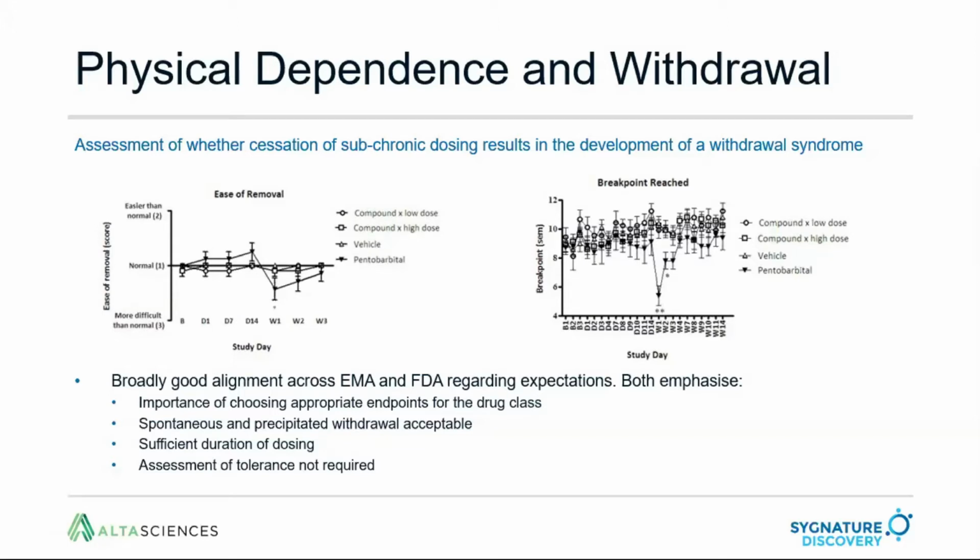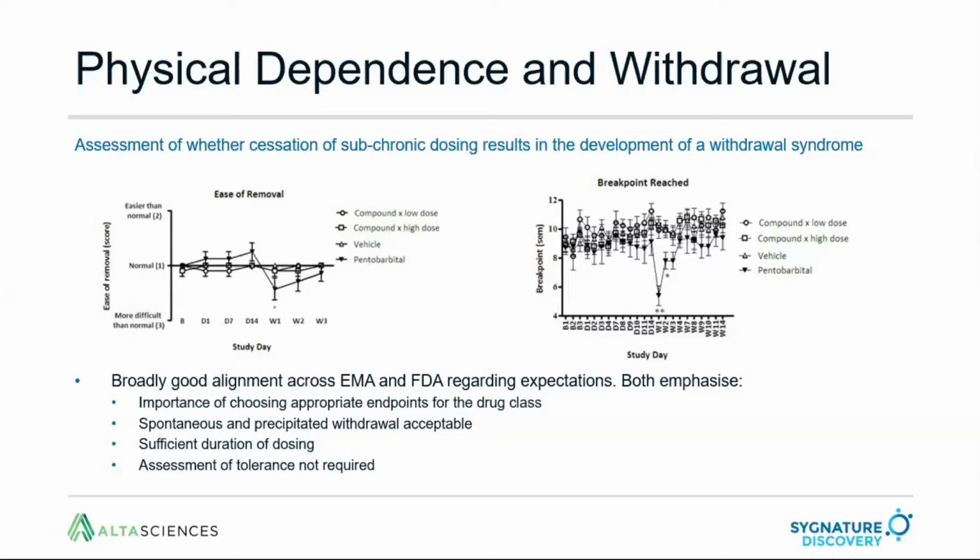They both acknowledge that both spontaneous and precipitated withdrawal are acceptable. So spontaneous withdrawal refers to simply cessation of dosing one day. Precipitated withdrawal is where, for example, if your test drug is an agonist and you're dosing that for say 14 or 28 days, you then administer the antagonist on top of the agonist on the final day to precipitate potentially a more severe withdrawal state.